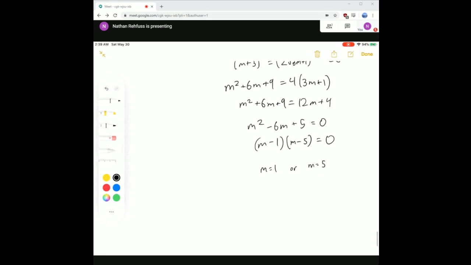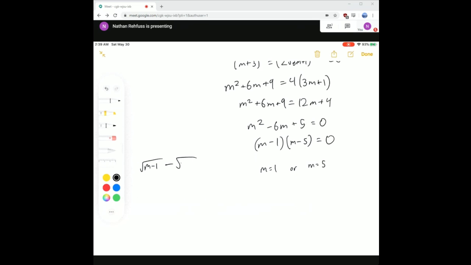But remember, we squared both sides, and that has a chance of introducing extraneous solutions, like I explained before. So I have to go all the way back to the original problem, which I'll copy down here. It was root m minus 1 minus root 3m plus 1 equals negative 2. So let's check and make sure that each of these works.